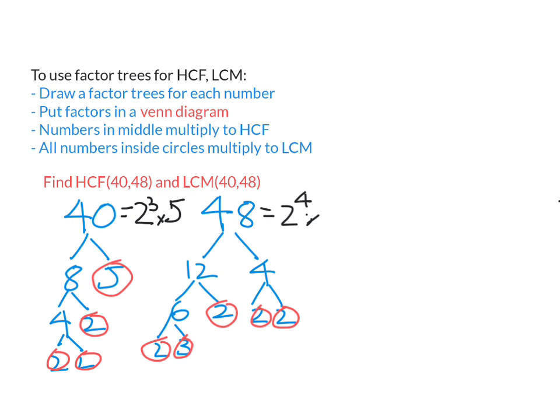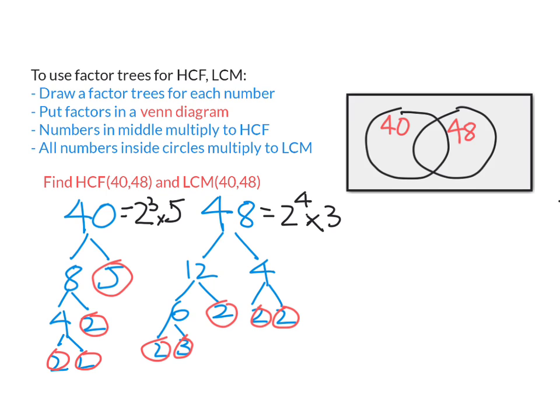Okay, so I've done the first step. I've written both numbers as the product of prime numbers by using a factor tree. Now what I have to do is put the factors in a Venn diagram. So this is what a Venn diagram looks like. It's always a rectangle with 2 circles inside. They're the circles I'm talking about here. So there's one circle for each number. One circle for the number 40 and one for the number 48.